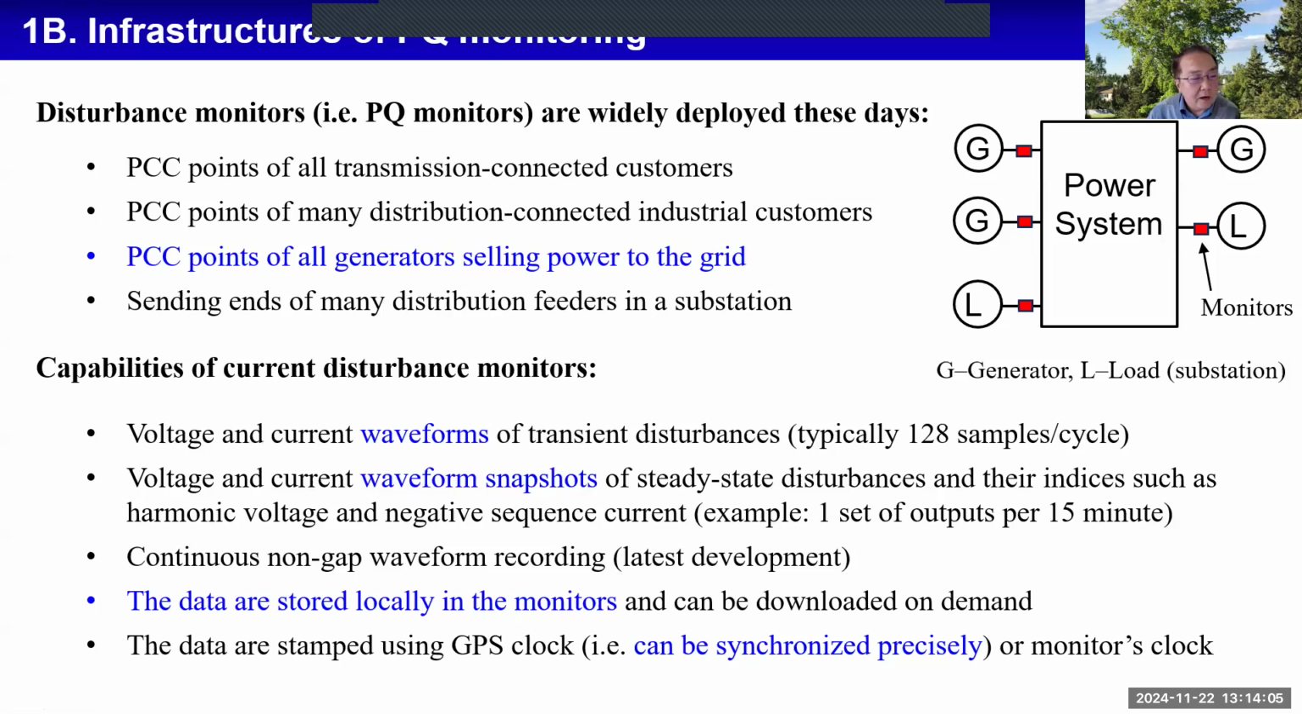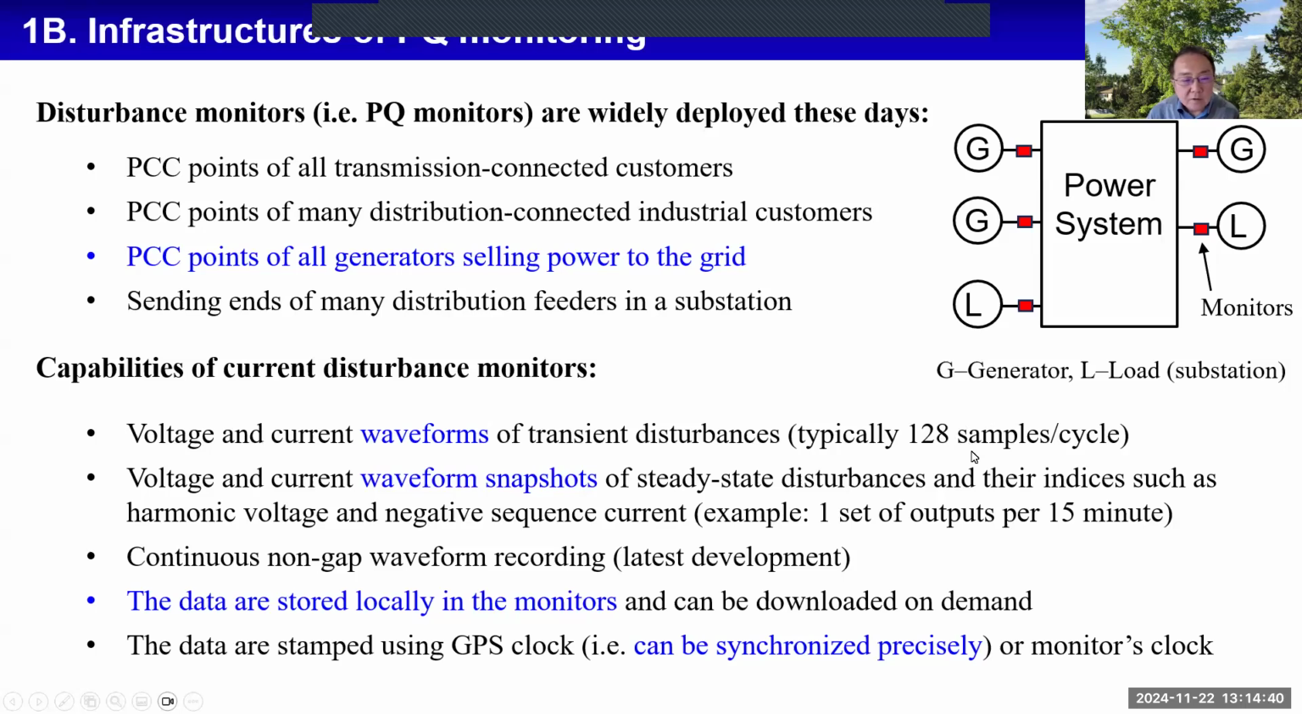Now, the capabilities of current disturbance monitors are the following. First, the voltage and current waveforms of transient disturbances are captured. If you have a transient disturbance, it automatically captures. Typical sampling rate now is 120 samples per cycle. In power quality, we like to use how many samples per cycle instead of sampling rate to discuss. That gives us an idea how many harmonics can be analyzed.